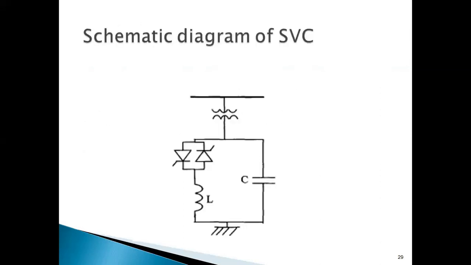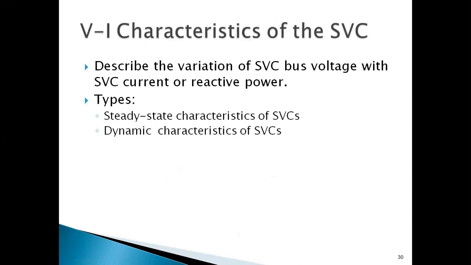Okay, so this is a schematic diagram of FC TCR. You see here, it is connected in parallel through this coupling transformer, and we have a back-to-back connected thyristor valve, and an inductor is there. And see there, we have a fixed capacitor that is connected in parallel to this TCR. The left-hand portion is TCR. That's why we call it FC TCR. This is a schematic diagram for SVC. And now the VA characteristics of SVC.